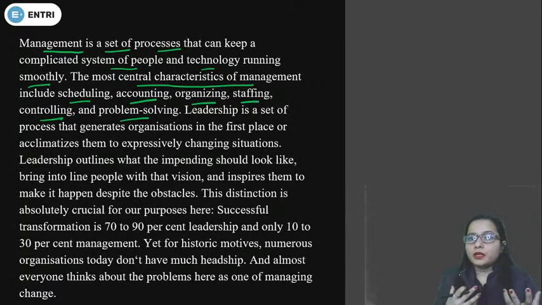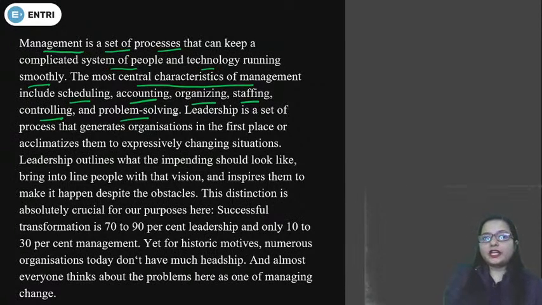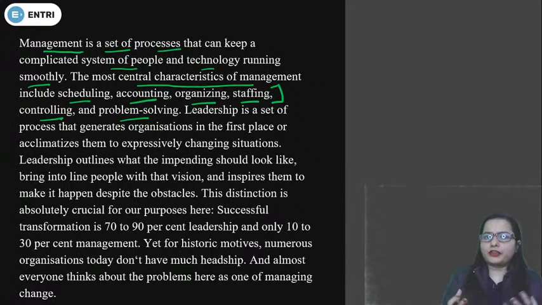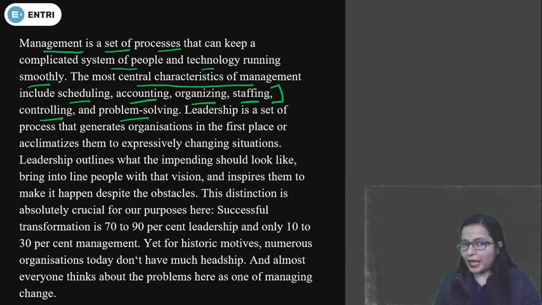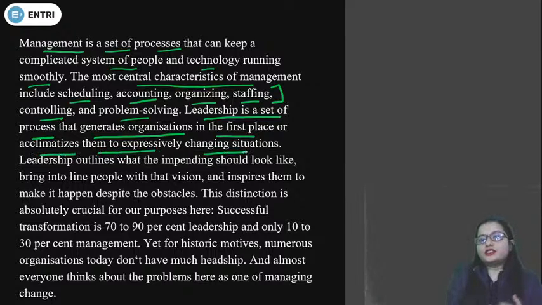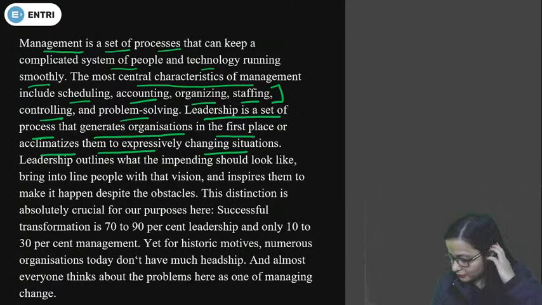Now here are some characteristics of management, and it includes all these things: scheduling, accounting, organizing, staffing, controlling. Very simple. The language of this passage is very simple. Now, leadership is a set of processes that creates organizations in the first place and adapts them to significantly changing situations. This sentence is talking about the quality or the process of leadership.